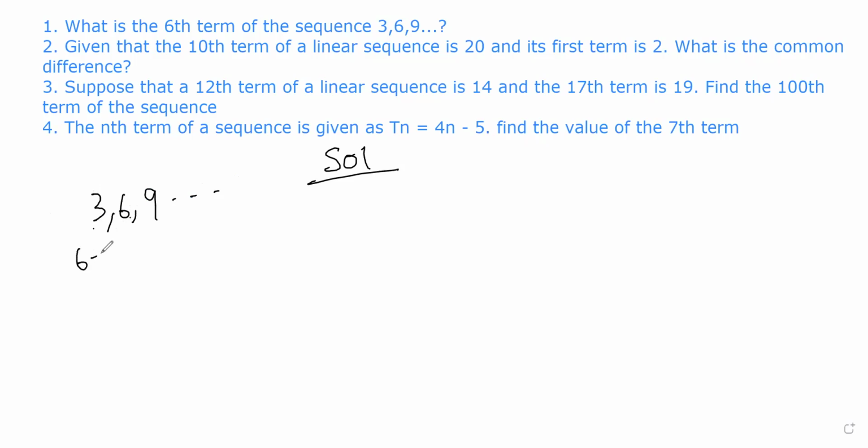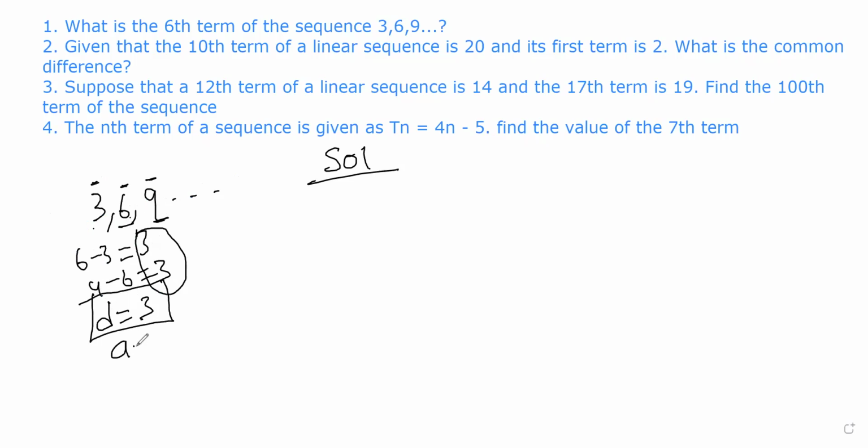6 minus 3 is 3. 9 minus 6 is also 3. So because we are having a constant number, we say this is an arithmetic sequence. So it means that the common difference, D, is 3. Either we do this minus this or we do this minus this. So we have gotten the common difference.